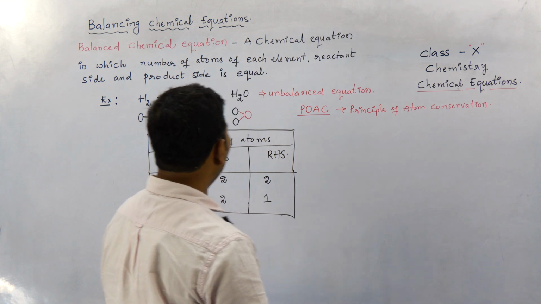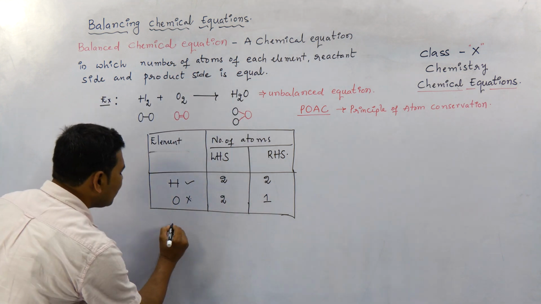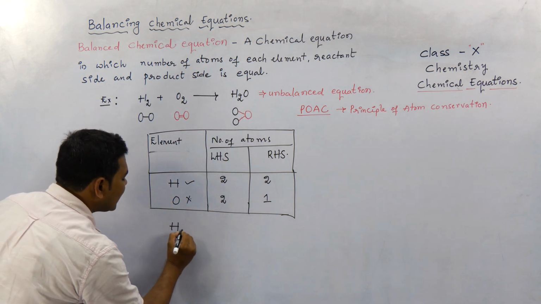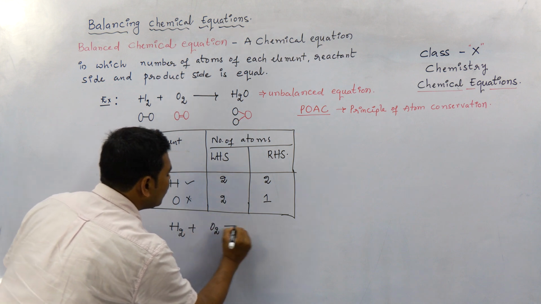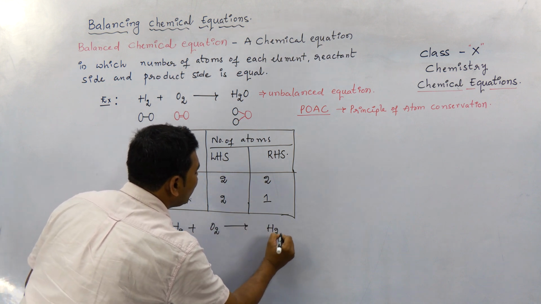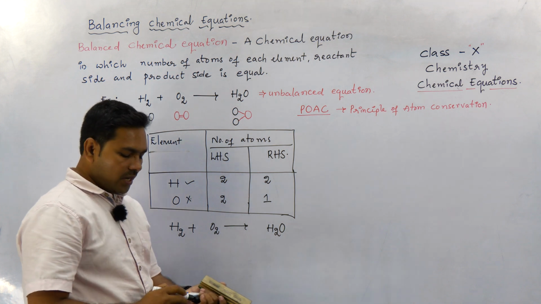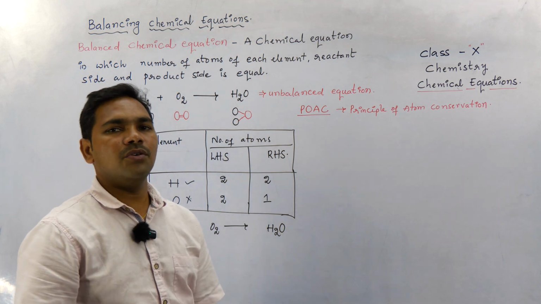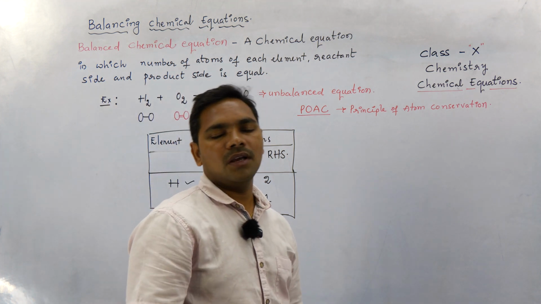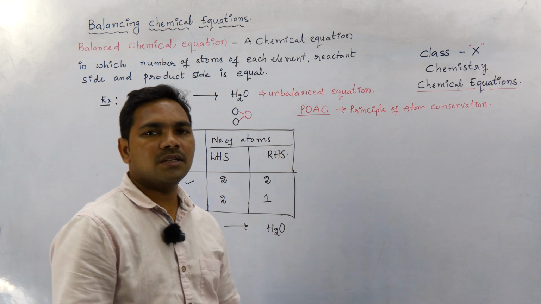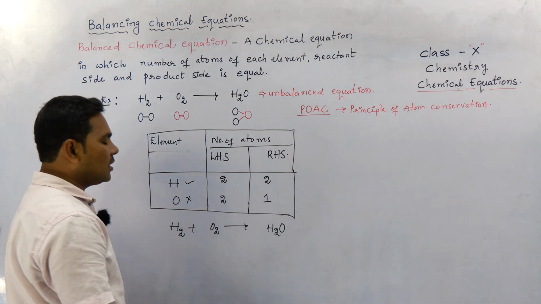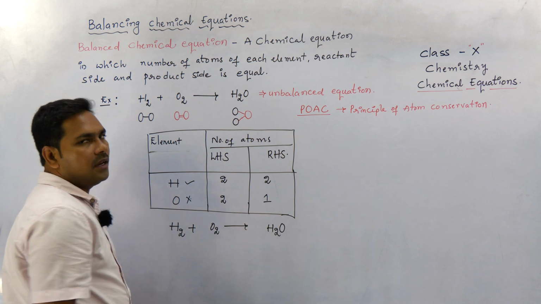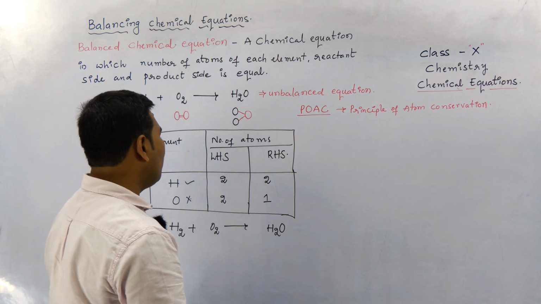For that, what do we do? Let me write the skeleton equation as it is. H2 plus O2 gives rise to H2O. I just write the correct formulae. We have to write the correct formula. If you write a wrong formula, you cannot balance the equation. Even if you balance it, it will be meaningless, right? So we have to write the correct chemical formula of reactants and products, and now we can balance it.